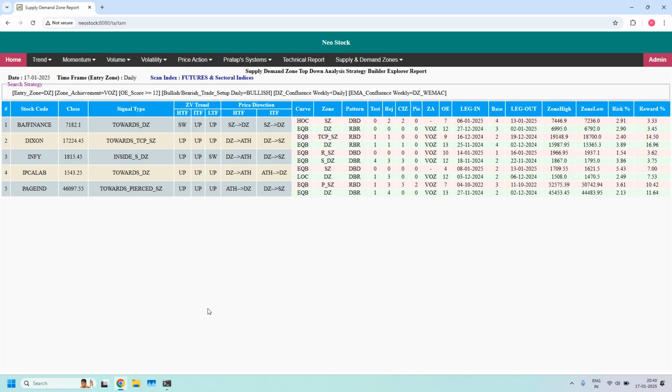All these 5 are high probability setup demand zones. That's why these zones are already tested. Many of these zones, see, 4 times it is tested.